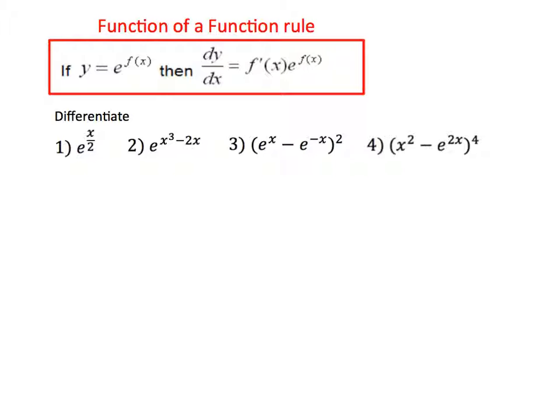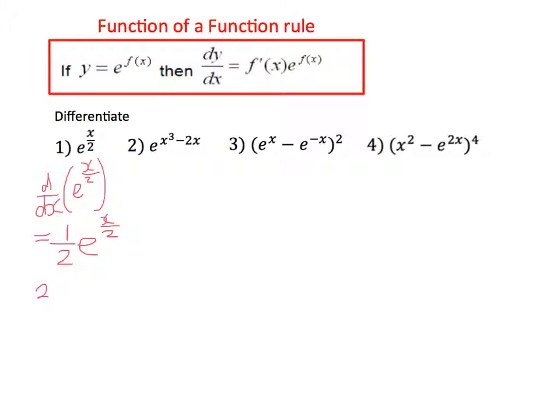So in the first example here, the power is x on 2 and the derivative of x on 2 is half. I noticed in some of your books the correct way of setting this out: we're going to go d dx of e to the x on 2. We can't just say that equals the derivative. So d dx of e to the x on 2, that's going to be half, which is the derivative of the power, and then times by the original function. So the answer is half e to the power of x on 2.